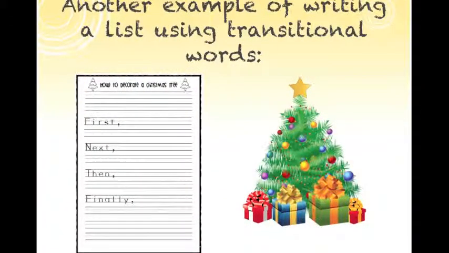Here is another example of how you can write a list using transitional words. Just like I mentioned before in my other slide, you can make a list about how to do something using transitional words. In this case, we could write a list about how to decorate a Christmas tree. As you can see, there's first, next, then, and finally. So you would fill in, after those transitional words, what you did in what order.